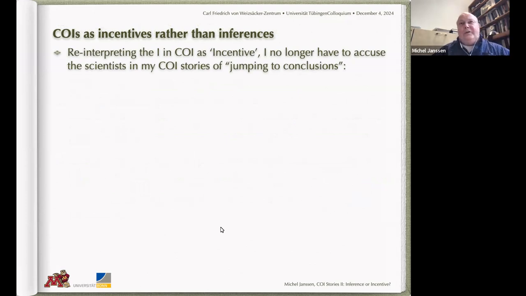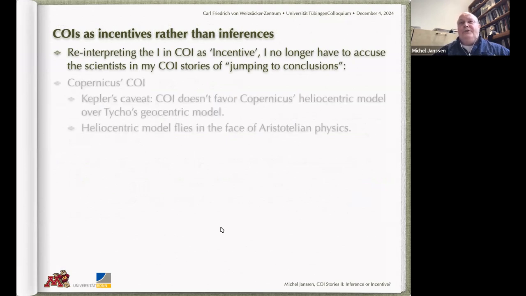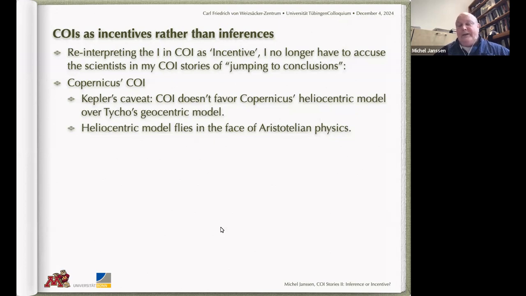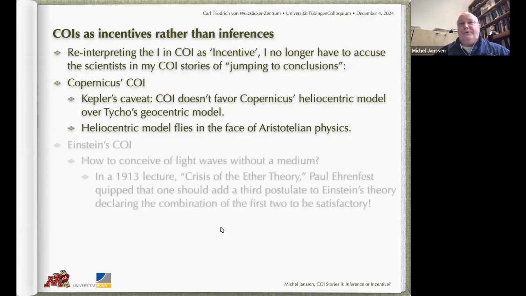Now I see some advantages of recognizing that this could be incentive rather than inference. In particular, it means that I don't have to accuse the scientists in my core stories anymore of jumping to conclusions. If you think about Copernicus, remember Galileo, you should believe this on the basis of just this explanatory feat. Well, Kepler had already pointed out that Tycho gives you the same explanatory feat. Moreover, as I also mentioned, this heliocentric model completely flies in the face of Aristotelian physics, and it took a long time to come up with the new physics to make that model sensible.